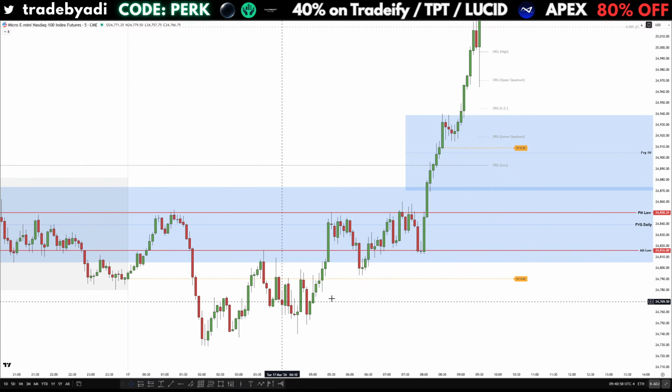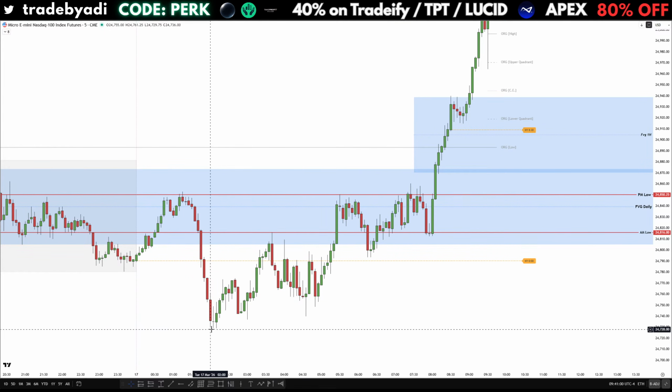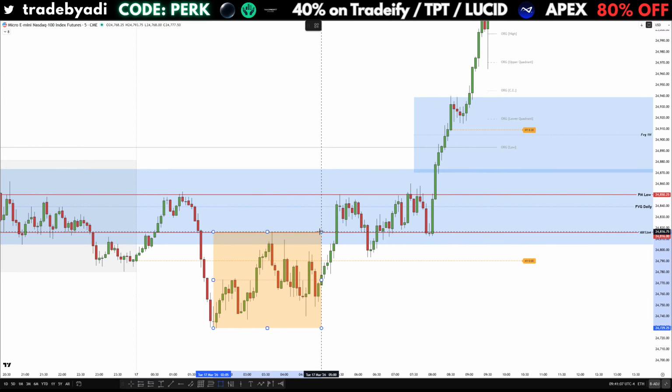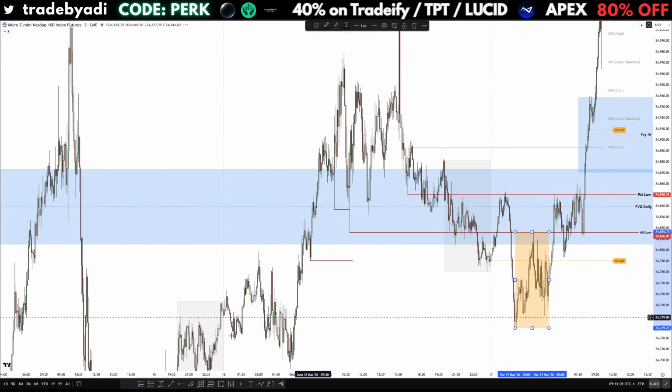London was not a good price action. If you see the 2 o'clock, this was the 2 o'clock to 5 o'clock. It was in this small range. There is no stop run that happened. The big stop run happened.